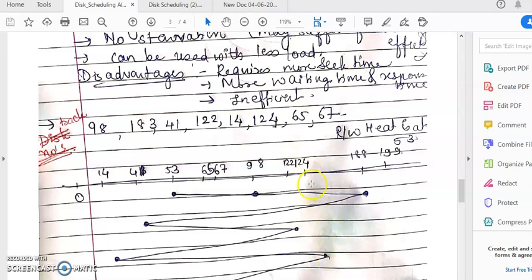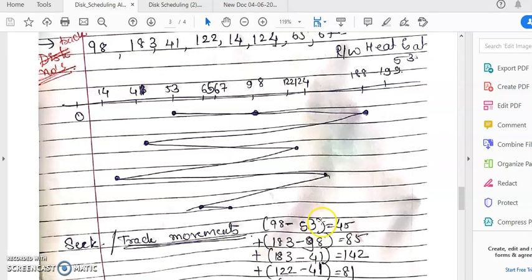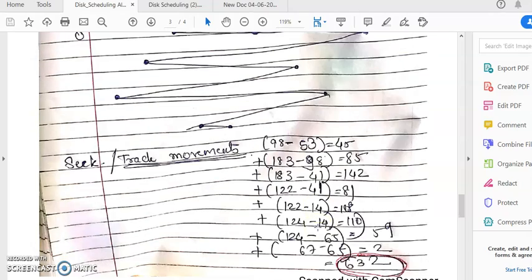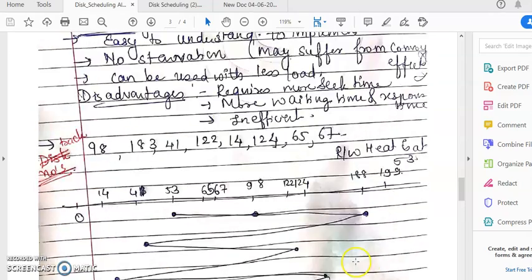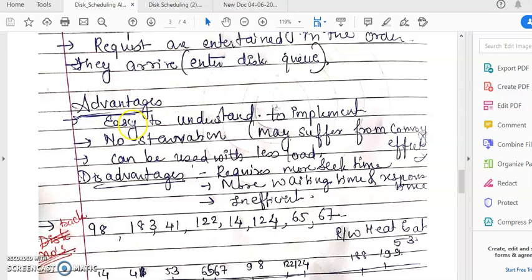So the waiting time for 124 is a lot. Also, the track movements are affected. So it comes to 632. Okay, advantages: easy to understand and easy to implement, as it is first come first serve.